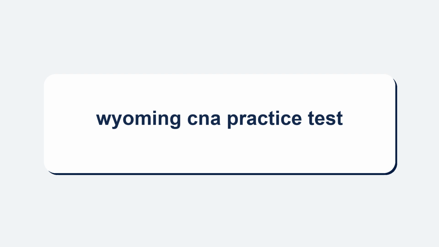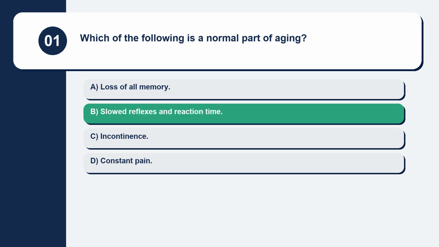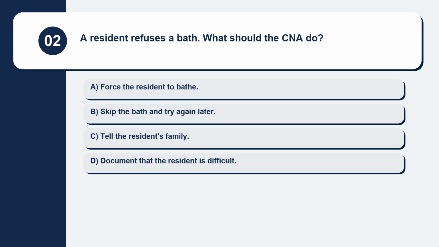Wyoming CNA practice test. Question 1. Which of the following is a normal part of aging? Loss of all memory, slowed reflexes and reaction time, incontinence, constant pain. While some decline is normal, like slower reflexes, things like total memory loss or incontinence are not normal parts of aging.